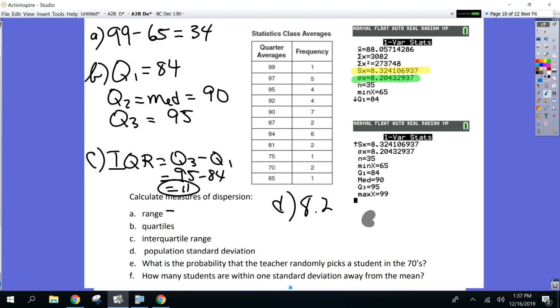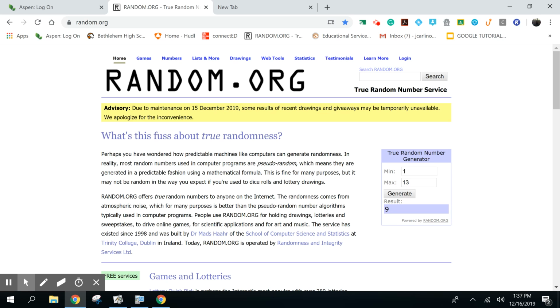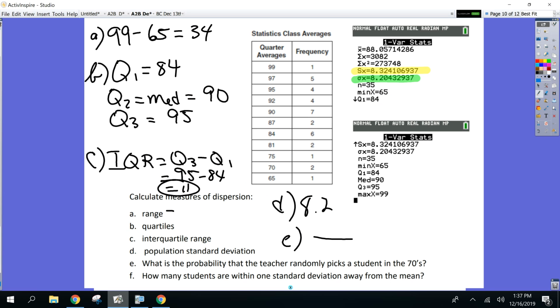All right, E here. Probability that a teacher randomly picks a student in the 70s. Not 70, 70s. In the 70s. Probability. Something out of something. 3 out of 35. Good. If you're asking where'd the 3 come from, that's 1 plus 2.